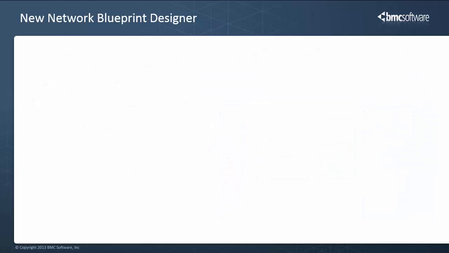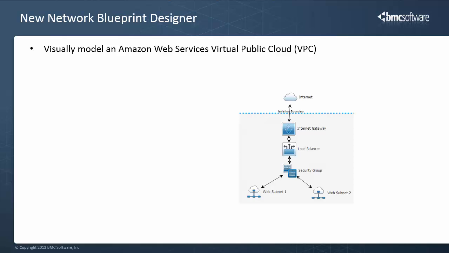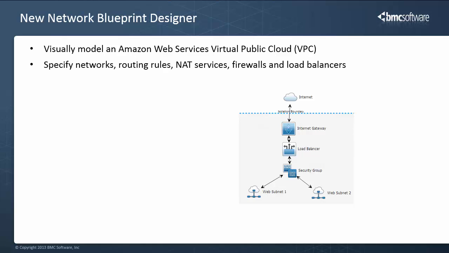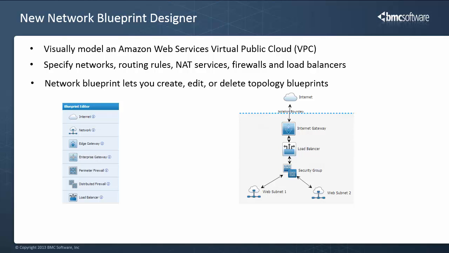The new Network Designer lets you visually model an AWS Virtual Public Cloud. The VPC specifies a variety of components such as networks, routing rules, NAT services, firewalls, and load balancers. The Network Designer workspace lets you create, edit, and delete network blueprints.